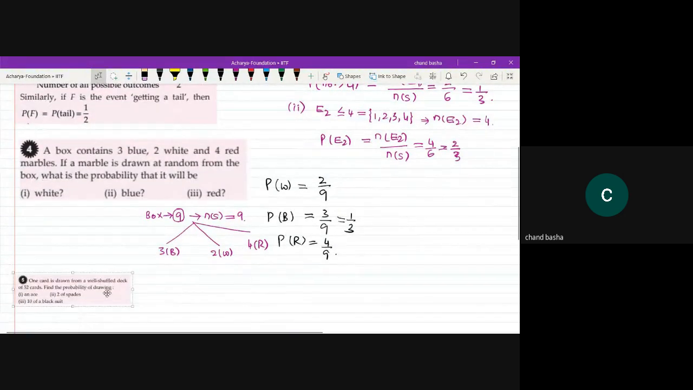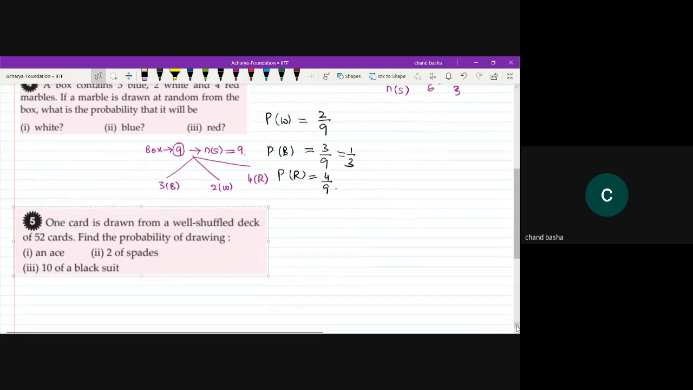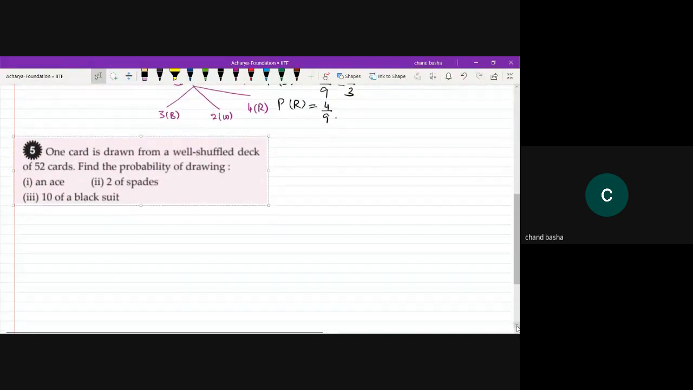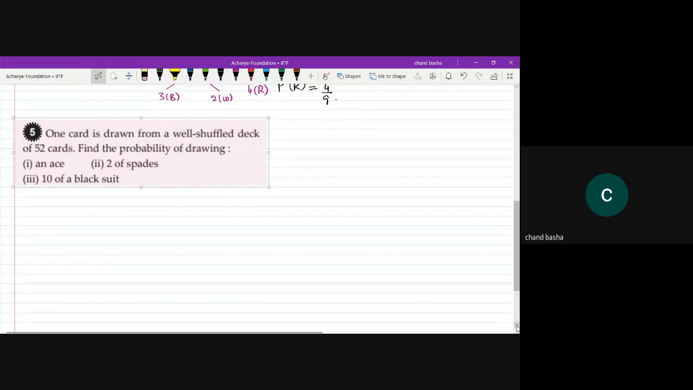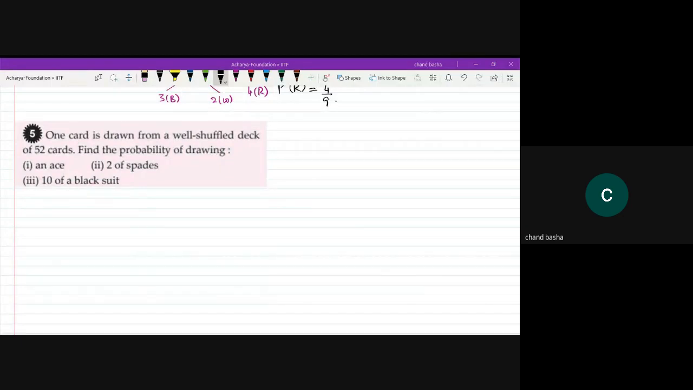In competitive examinations, this concept will create a little bit of confusion for us because we don't have any boundary for this topic, probability. Any types of questions will be included in this topic. One card is drawn from a well shuffled deck of 52 cards. Find the probability of an ace, 2 of spades, 10 of the black suit. First, read the question carefully.